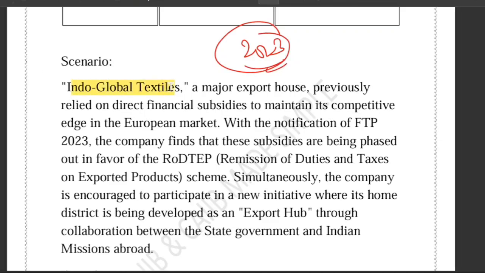It is a major export house that previously relied on direct finance subsidy to maintain its competitive edge in the European market. With the notification of FTP 2023, the company finds that these subsidies are being phased out in favor of the RoDTEP scheme. What is the scheme? RoDTEP, that is, the remission of duties and taxes on exported products. Simultaneously, the company is encouraged to participate in a new initiative where its home district is developed as an export hub through collaboration between the state government and Indian missions abroad. So this is the scenario.